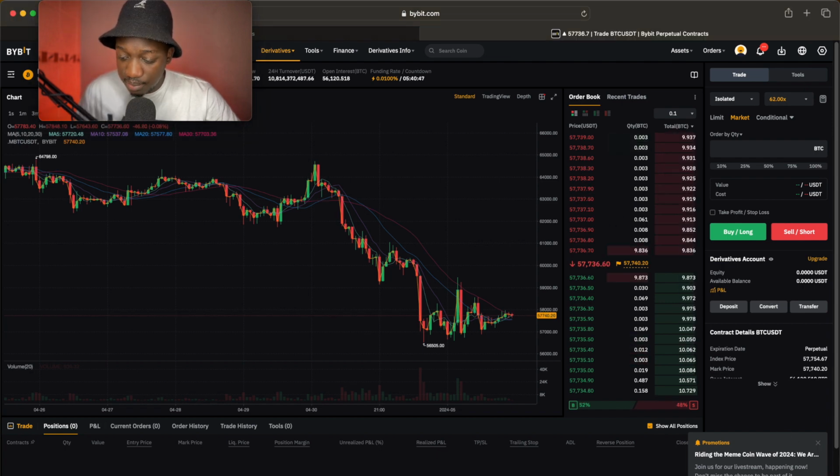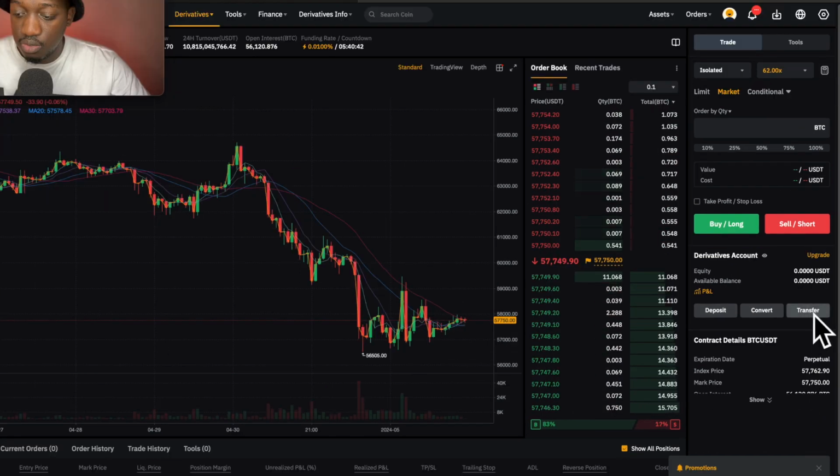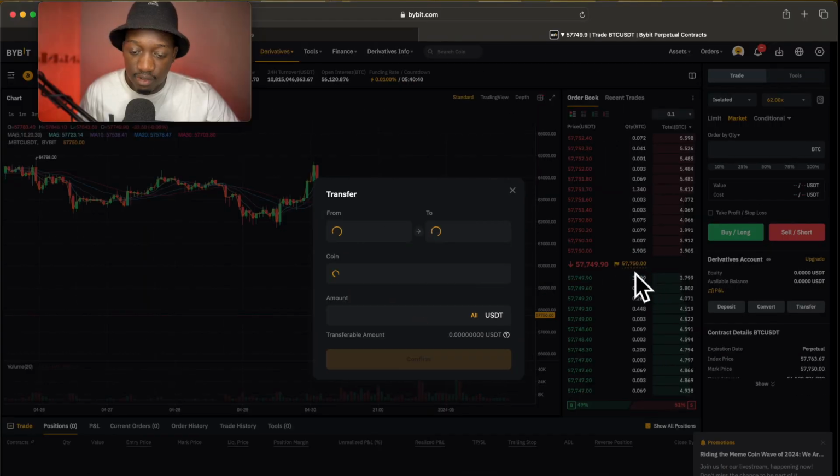Once you deposit some cash to your account, the money is going to be in spot trading. So we're going to have to transfer, and to do that, all you have to do is click this button where you can transfer, and it's going to allow us to transfer some USDT from the spot wallet to the derivatives wallet. You know what I mean?